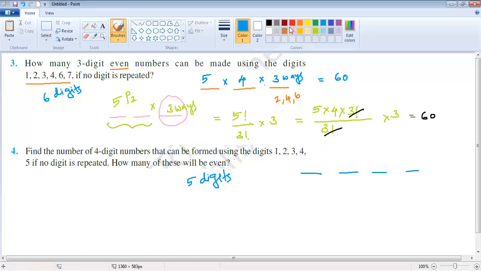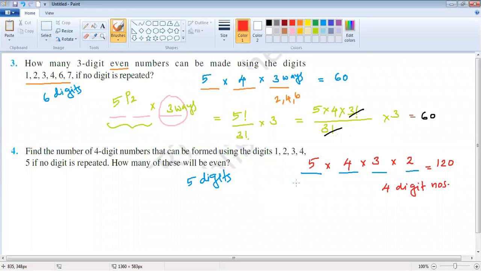So the first position can be filled in 5 ways. The second position can happen in 4 ways. The third position can happen in 3 ways. And the fourth position can happen in 2 ways. So total 5 into 4, 20, 20 into 3, 60 into 2. That is 120 4-digit numbers are there.